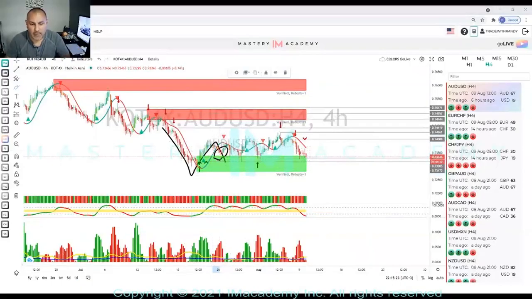What is that called right there? What do we call that? A retest. Exactly. A retest. Because it came out, it went into the box, came out of the box, and went back down to test that floor. It said, okay, are you really a floor? Are you really going to stop me from going down below? There's a call for help. So that was a retest.